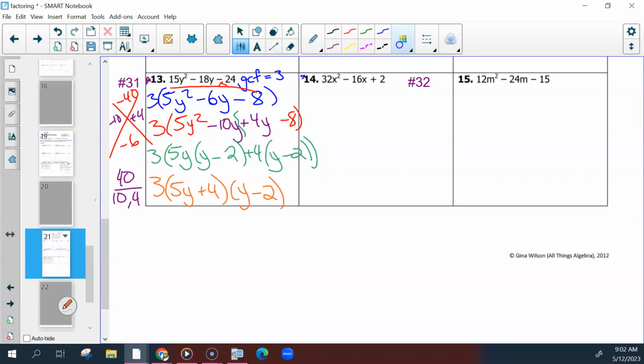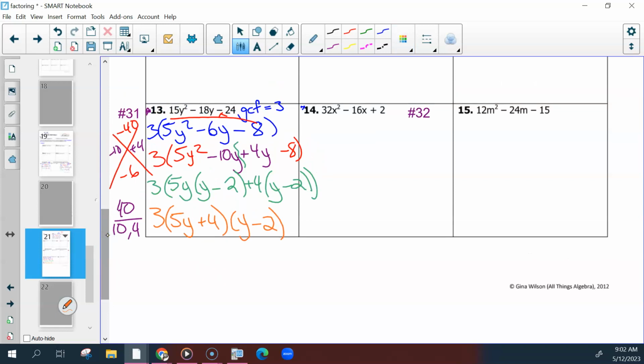Just keep bringing it down. Other questions on that one? Or other questions we want to see on this page? What could we divide out of each of these? 3 again. If we divide them each by 3, what's left?